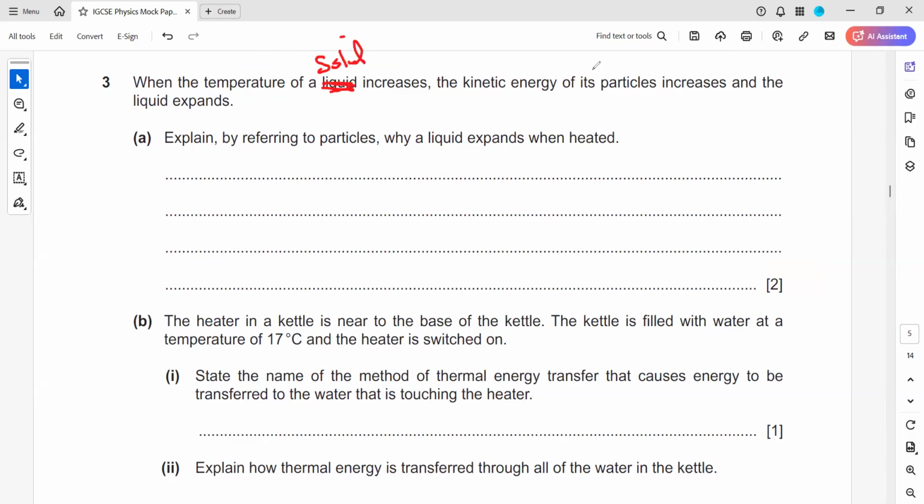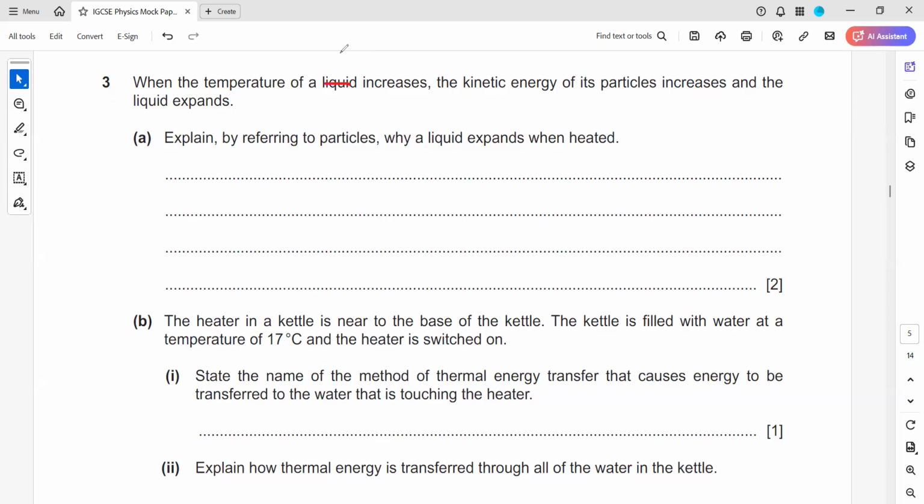So if they say when the temperature of a solid increases, the kinetic energy of its particles increases and the solid expands, what answer will I write? I will write the same answer. I will say in a solid, when we supply heat energy, the force of attraction between the particles decreases, so the particles move away from each other and the solid expands. If the same question is asked for a gas, I'll write the same answer: when we increase the temperature, the force of attraction between the gas particles decreases. It is already weak, but it decreases.